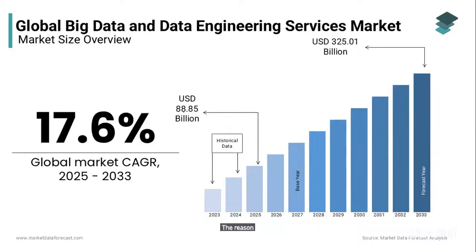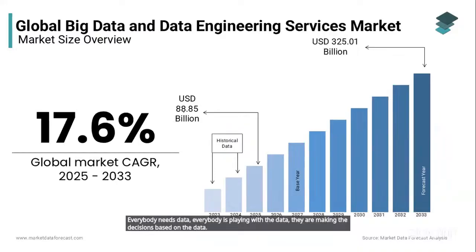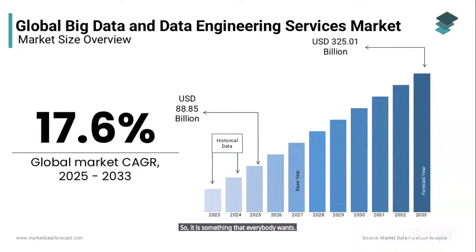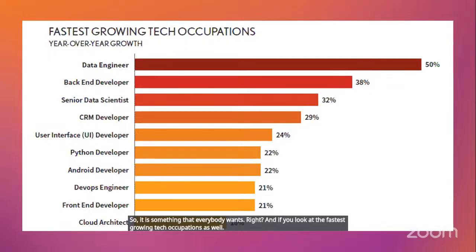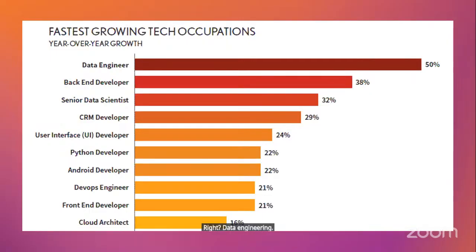The reason being that every organization today is nothing without data. Everybody needs data. Everybody is playing with the data. They are making the decisions based on the data. So it is something that everybody wants, right? And if you look at the fastest growing tech occupations as well, right? Data engineering is on the first place. Data engineering is something that is growing at the very fast pace. All right. And so, the industry is growing, the role is growing, but what is this industry looking for?